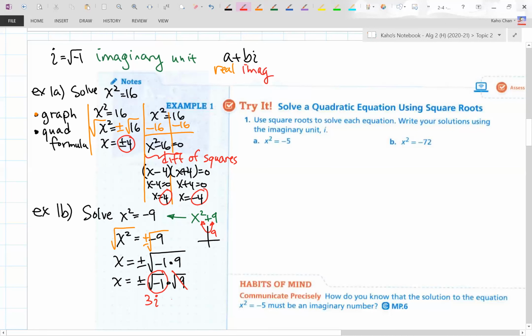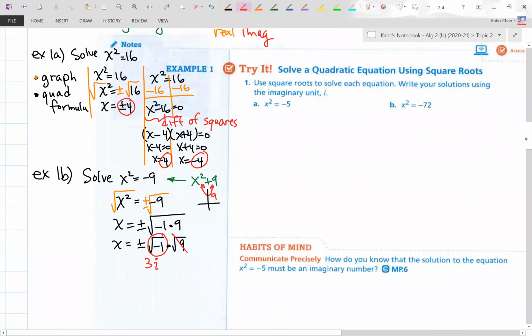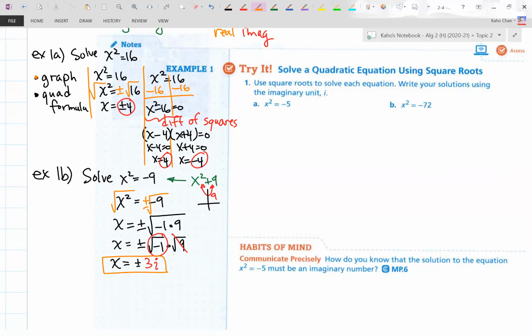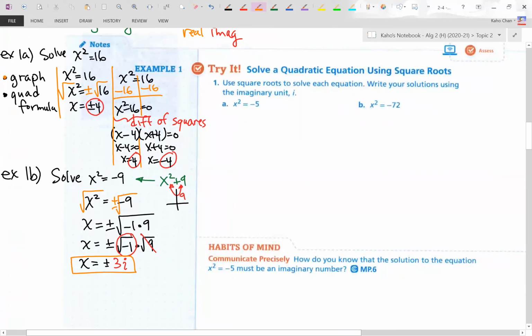So ladies and gentlemen, this is not a real solution. This is an imaginary solution. Don't forget the plus or minus. Complex numbers always come in pairs. Something to remember. There's your answer. This is considered to be two imaginary roots, or it's a complex number. That's it. All the math is the same, except one little thing: the square root of -1 is I, the imaginary unit, which sets us up for number 1A and 1B in our note taker.